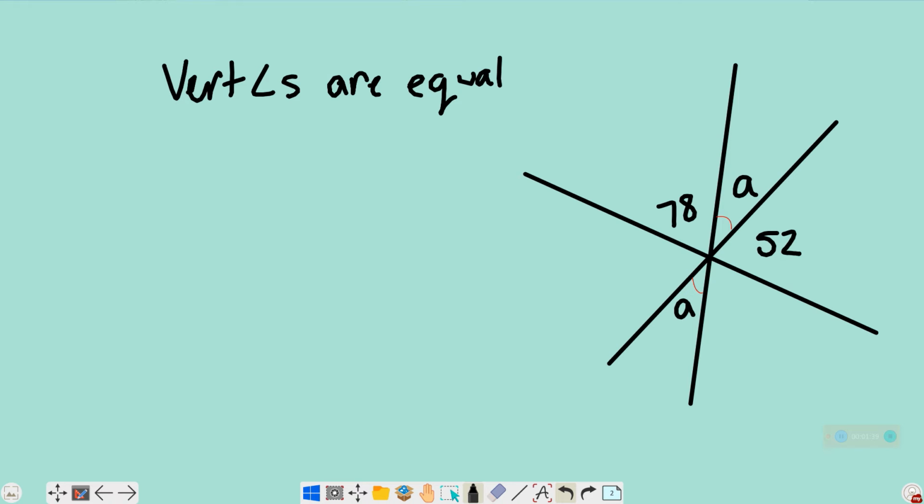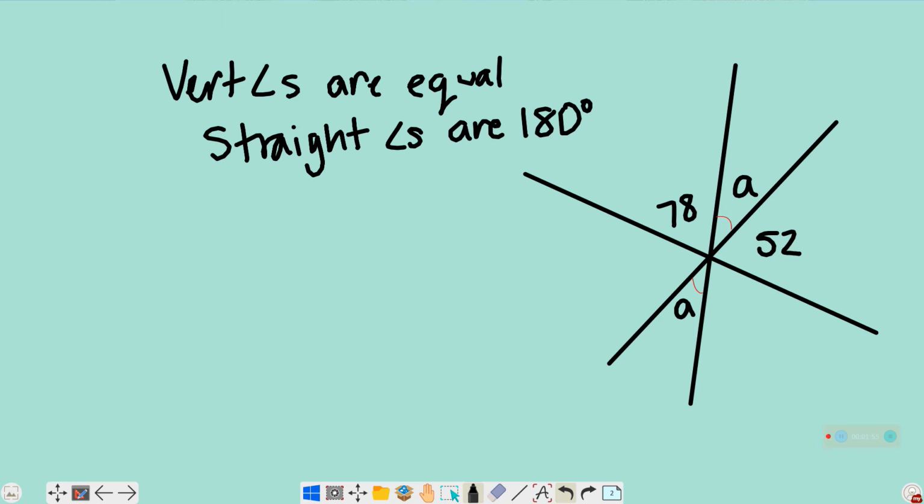And now we also have this relationship here where all three of these pieces make a straight angle. So another reason is that straight angles are 180 degrees. So we know it's going to equal 180. We have 78 as one of the parts, A, and 52.